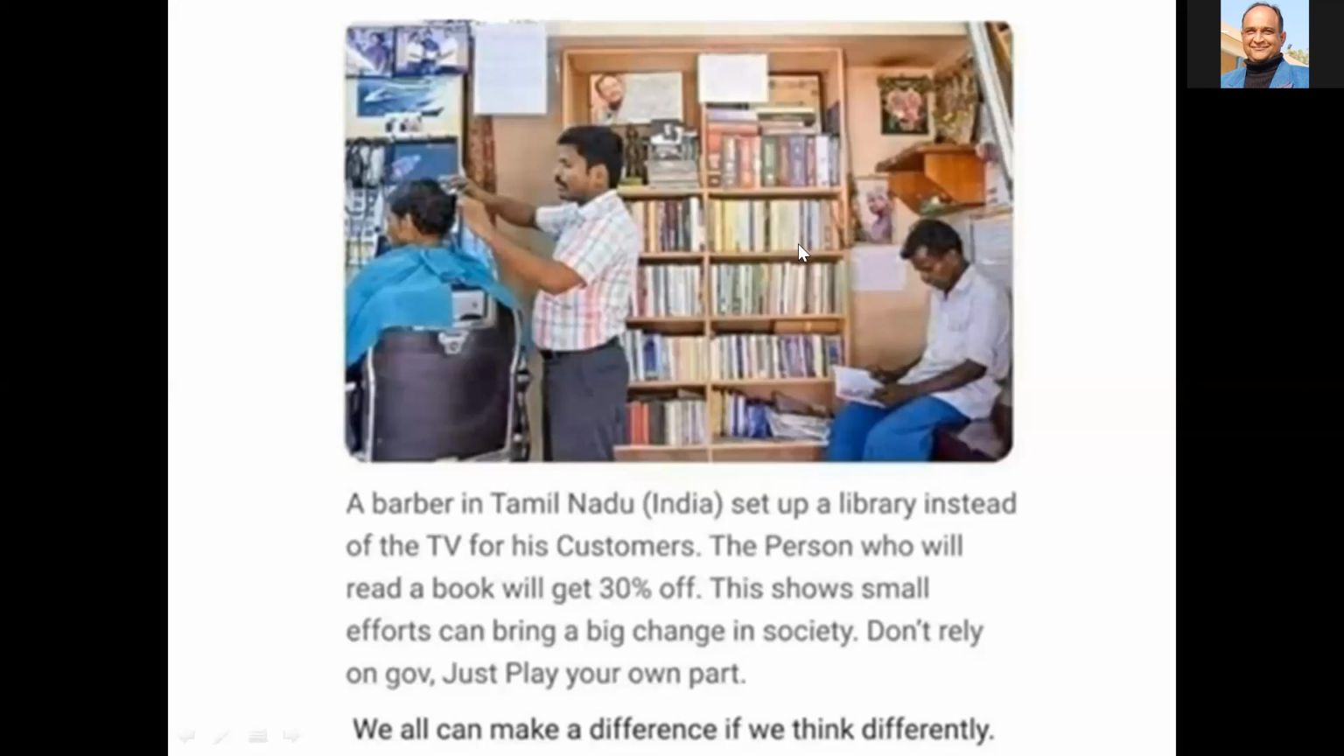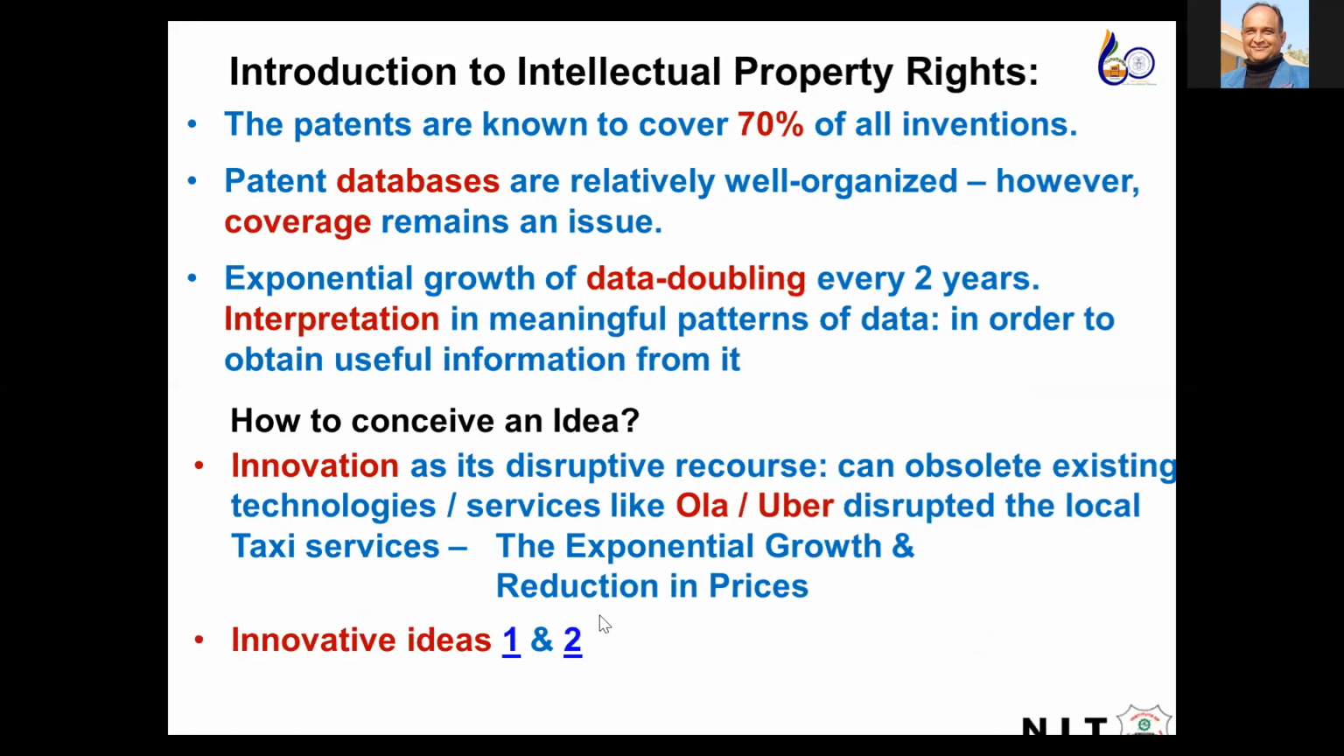This is how you always have to think differently. With less resources, obviously that will fetch you great resources. He has not patented this idea. I am just giving you an example of how to get ideas. Similarly, there is another small thing I wanted to share with you.